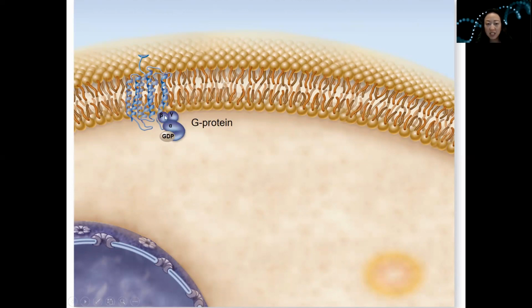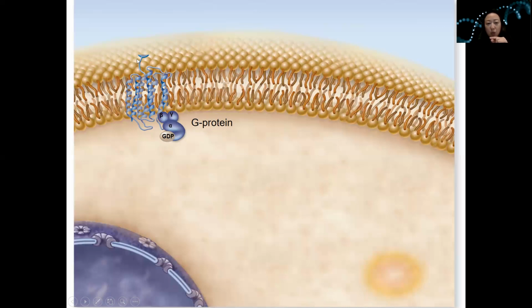This is a G protein. It has 3 subunits. Remember, we talked about how protein has potentially a quaternary structure where different proteins come together. Well, this is one of them. There's 3 that come together. What's their name? Alpha, beta, and gamma. And it's bound to GDP currently, thus the name G protein.